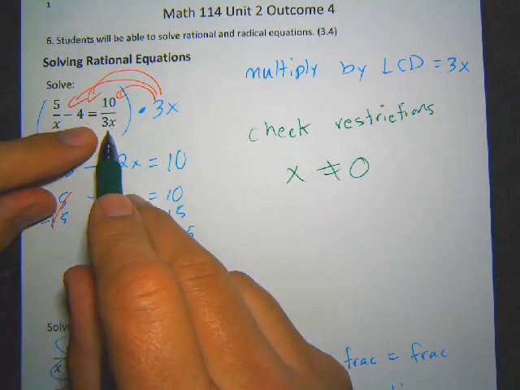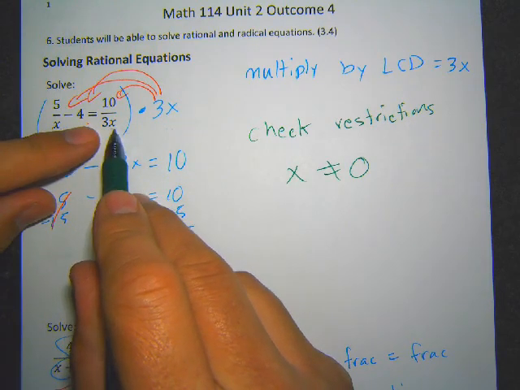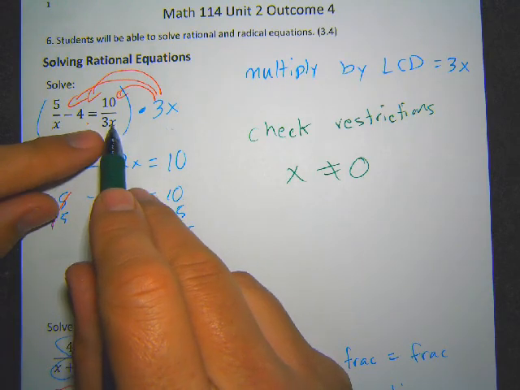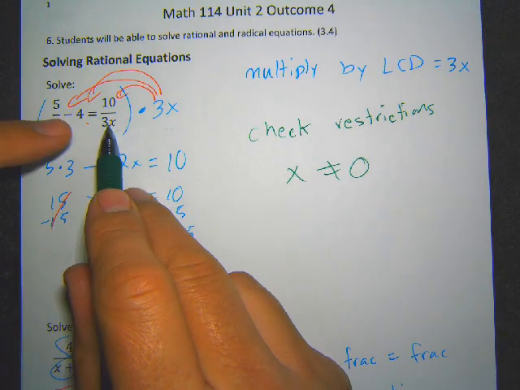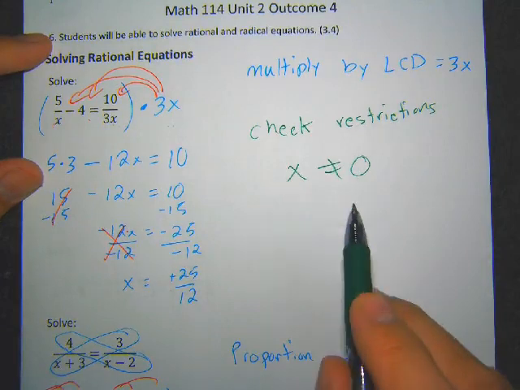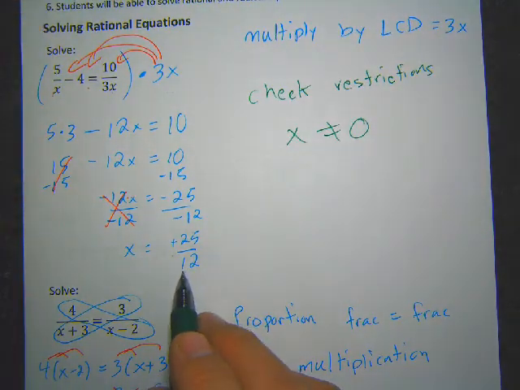Same thing here, actually, because when I do 3 times x, the only way that's going to be 0 is if x is 0. Every once in a while I have someone tell me, what about -3? Well, 3 times -3 would be -9. Since this is multiplication, the only number we really have to worry about is 0. So in this one, the only restriction, the only number that's not allowed, is 0. Since 25 over 12 isn't 0, we're fine.